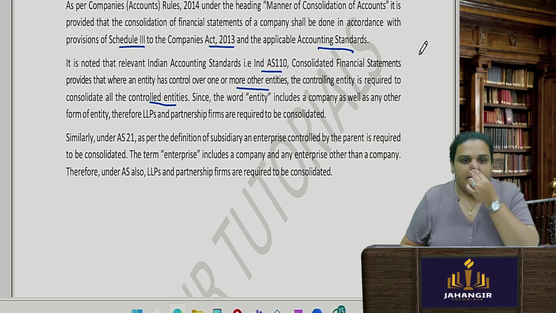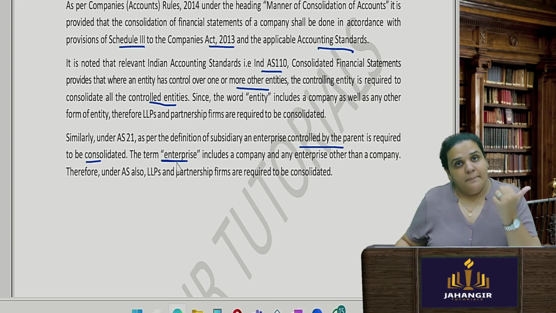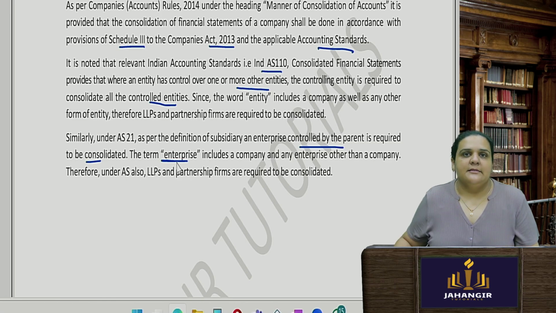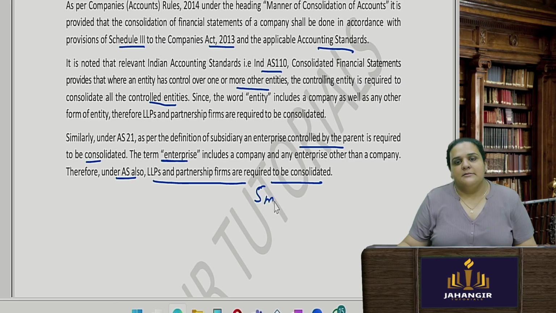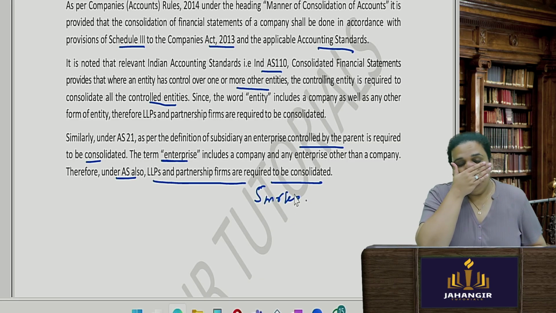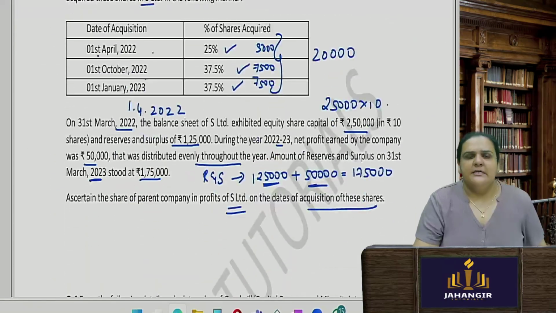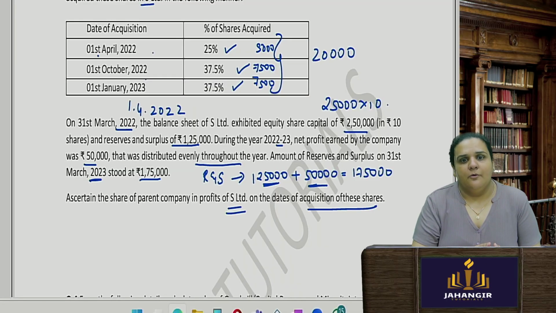Okay, and as per accounting standard 21, the subsidiary of an enterprise controlled by a parent company is consolidated. And what is the meaning of enterprise? It includes company as well as any enterprise other than the company. Therefore, under accounting standards also, LLPs and partnership firms are required to be consolidated. This was a short note for 5 marks. So if you see, consolidation can be asked in the form of theory also. Moreover, you are supposed to concentrate on these types of sums. Theory, once you have understood, you can obviously write in your own words.